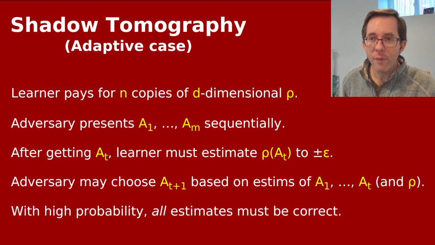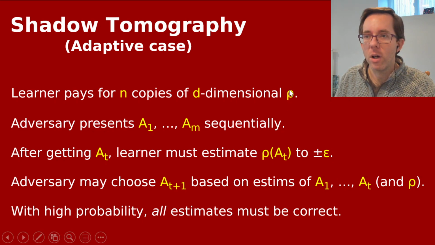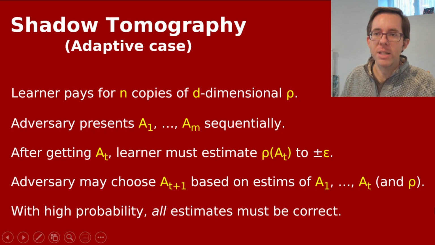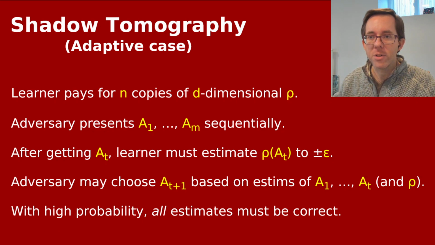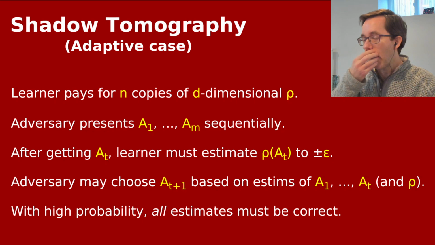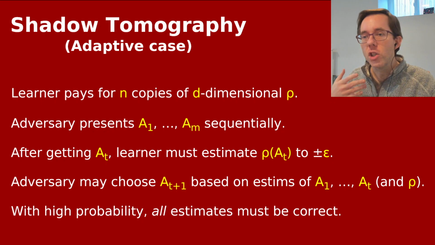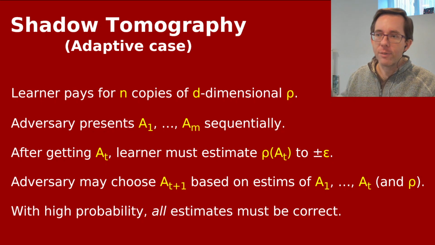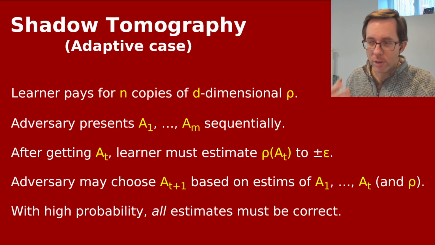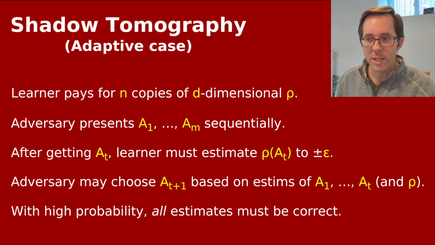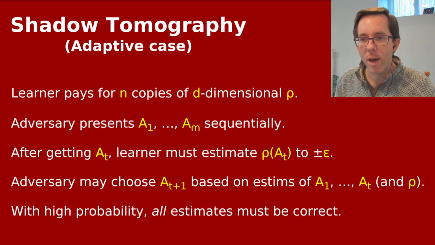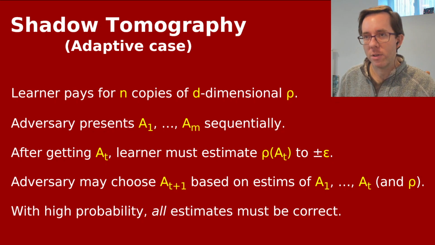And here you have to pay for n copies of your quantum state rho up front. Then an adversary presents to you two-outcome measurements, or observables, A1 through AM sequentially. After you get the t-th one, you have to do something with your state and then output an estimate of the probability of At under rho, up to plus or minus epsilon. And the adversary can act adaptively. It can choose what A(t+1) to feed you based on everything that happened in the past, A1 through At, and even on rho. And you want all your estimates, all M estimates, to be correct up to plus or minus epsilon with high probability. So this is the adaptive shadow tomography problem that we'll discuss in the rest of this talk.